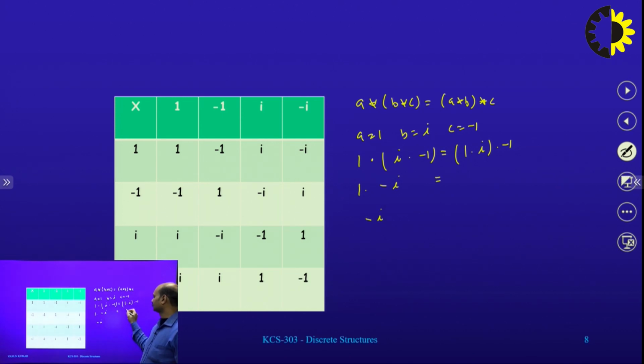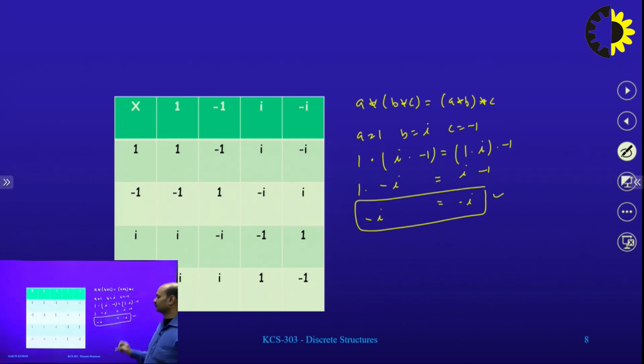What comes in the right hand side? i dot 1 becomes i, that dot minus 1 becomes minus i. Left hand side is equal to right hand side. So, we can say that this particular set follows the associative property under the binary operation multiplication.